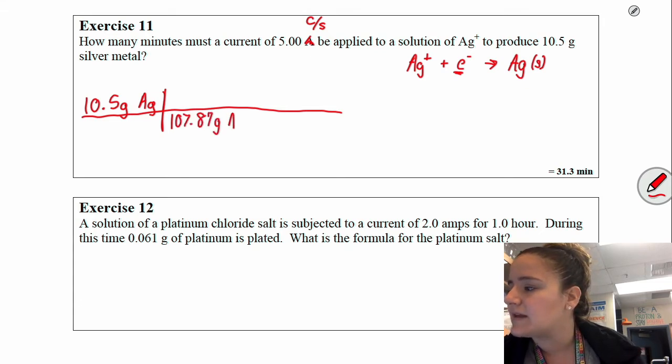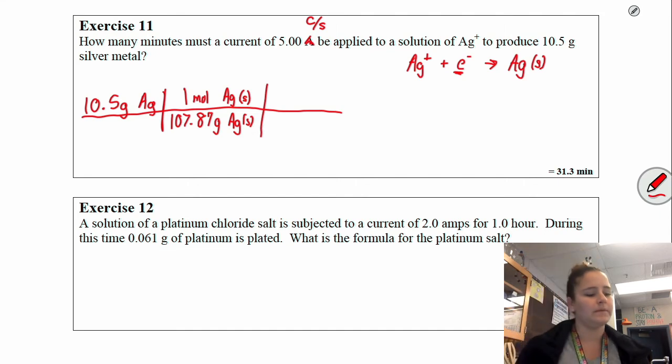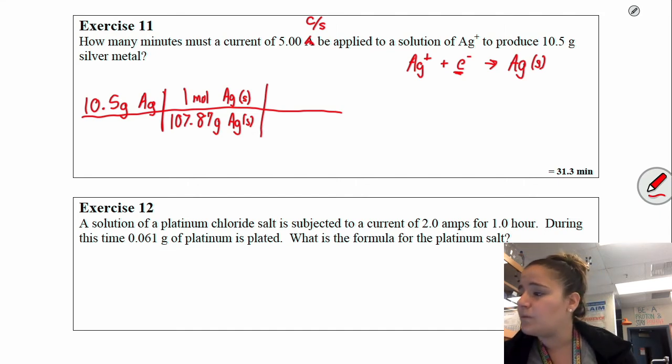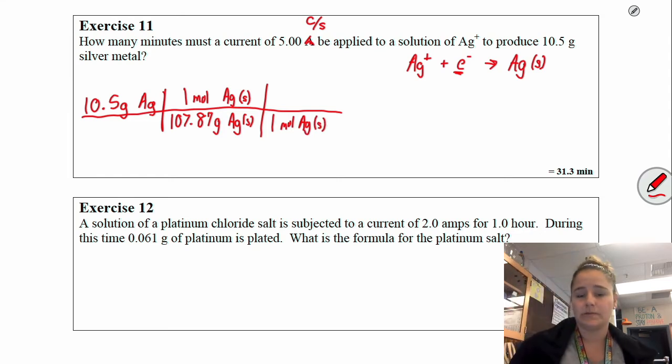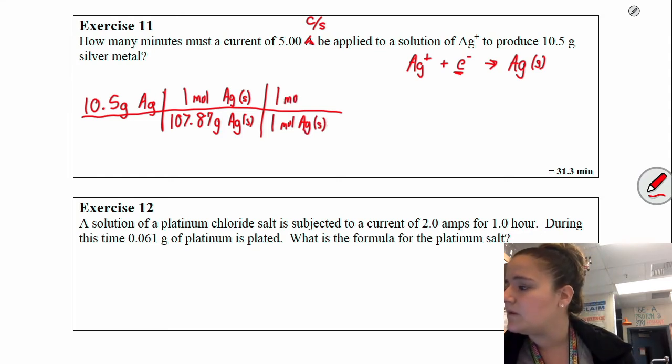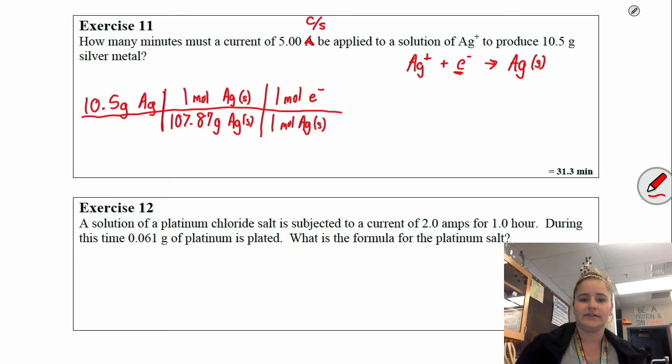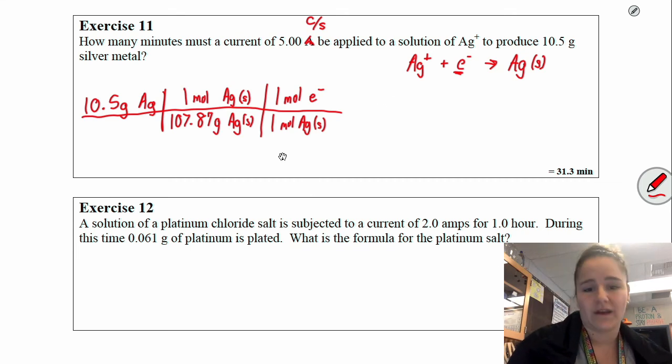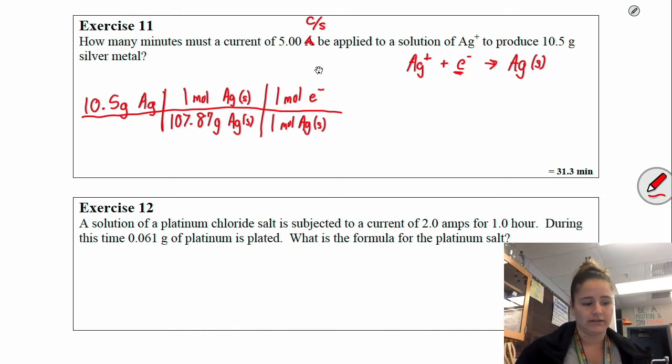107.87 grams of silver is 1 mole of silver solid. Sorry, we're talking about silver solid here. Now I know for every 1 mole of silver solid that I need to produce, I'm going to need 1 mole of electrons. I know that's 1 over 1. It seems silly to include, but it won't always be 1 to 1. You might need more than 1 mole of electrons.